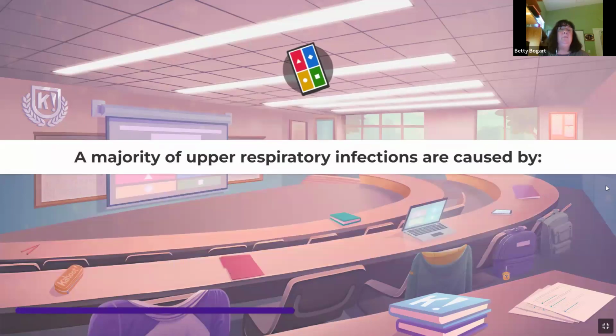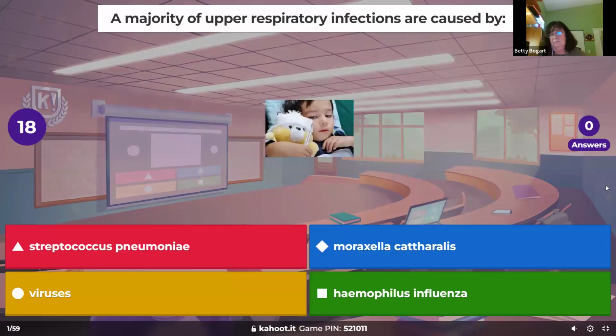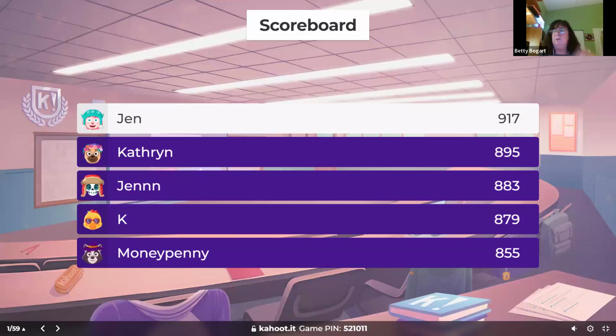A majority of upper respiratory infections are caused by what? Kids get colds, right? What do they get them from? Doctor sends you home all the time. It's a virus, Tylenol and Motrin, plenty of fluids, right? Treat symptomatically.